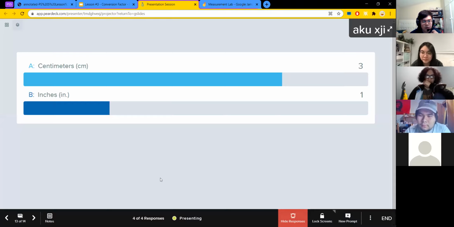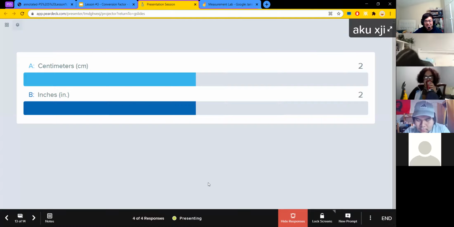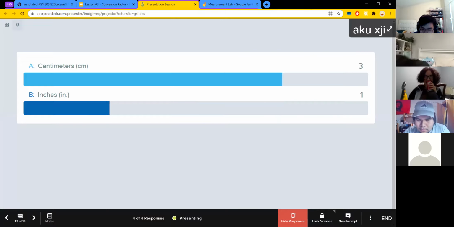Okay, so 3 people think it's centimeters. 1 person thinks it's inches. Okay. All right. Okay. Stop changing your answers. Is there a way to lock? This is a learning experiment for me too.